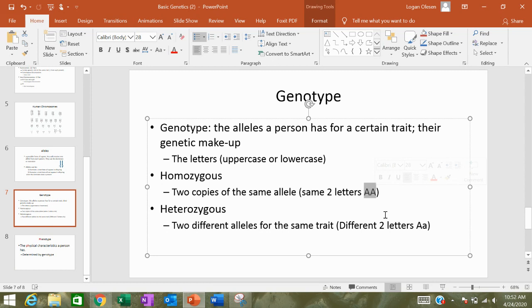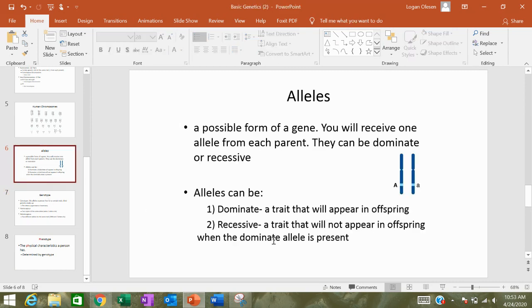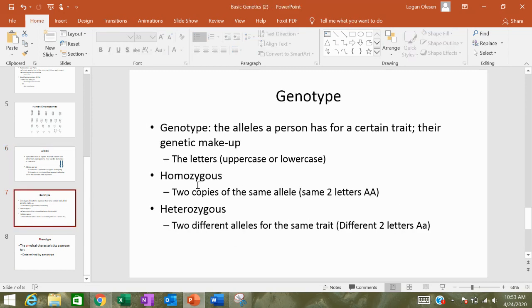Hetero means different. This is where we have two different alleles. So if you have a capital A and a lowercase a, those are different things. That makes it hetero. But if you have two uppercase A's, that's not hetero. That is homozygous. Okay. So knowing the terms dominant and recessive, and knowing the terms homozygous and heterozygous, are going to be crucial. You're just going to need to know it.